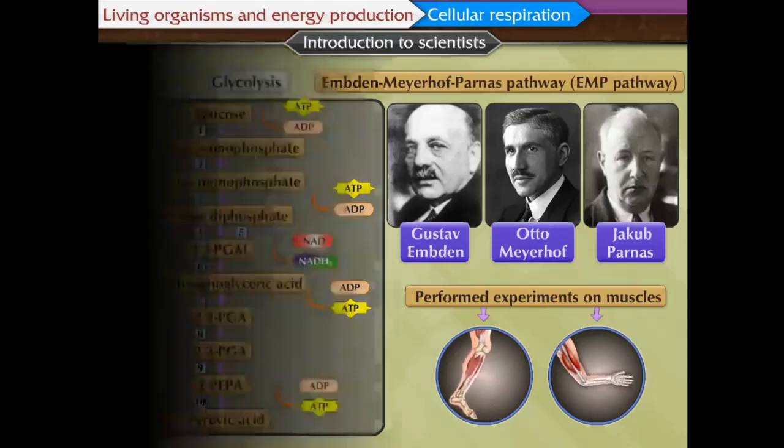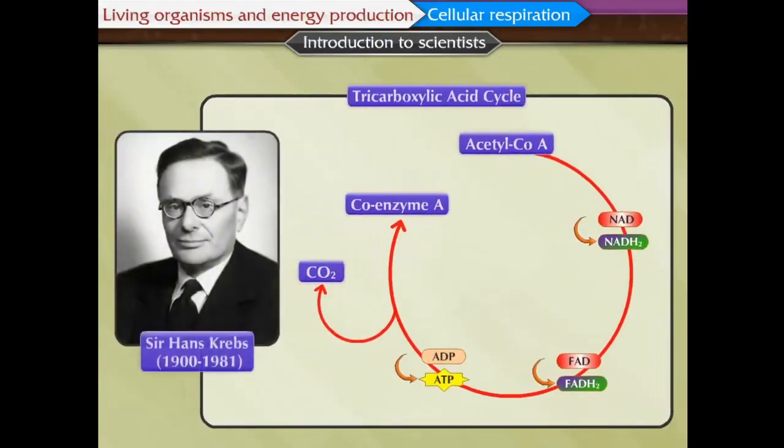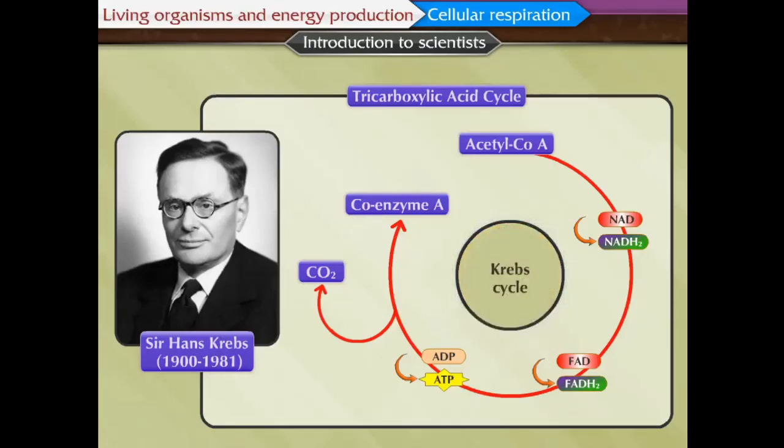The cyclical reactions of the tricarboxylic acid cycle were discovered by Sir Hans Krebs. Hence, this cyclical process is also called the Krebs cycle. For this discovery, he was awarded the Nobel Prize in 1953. Come, let us now learn about the third step involved in aerobic respiration.